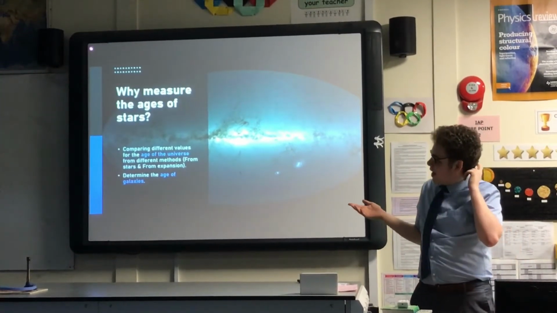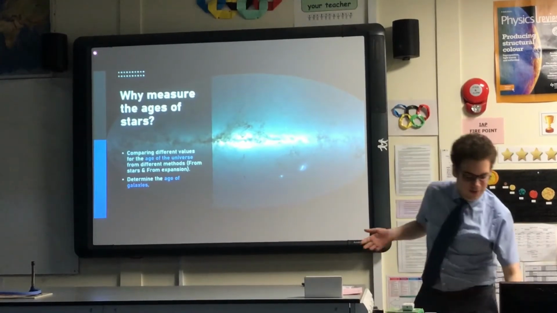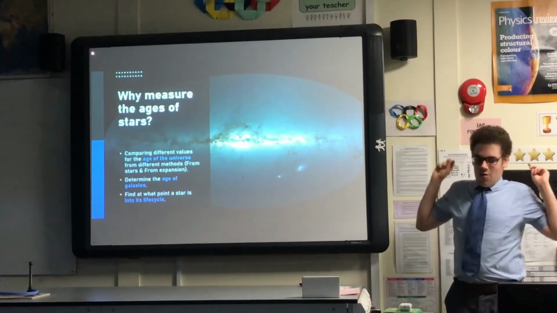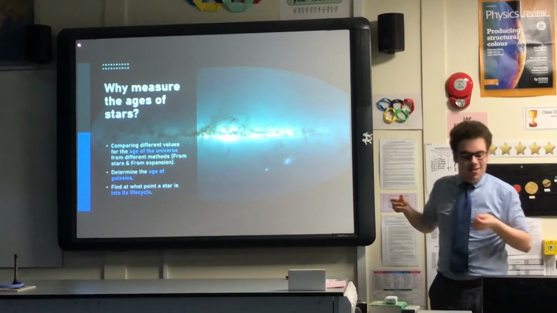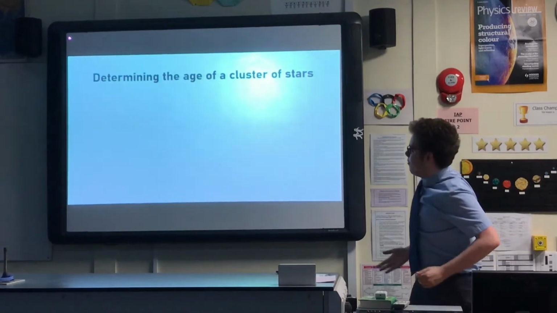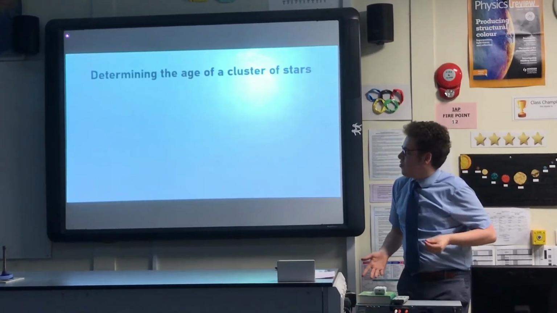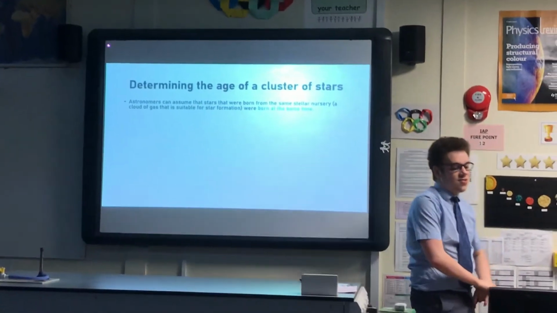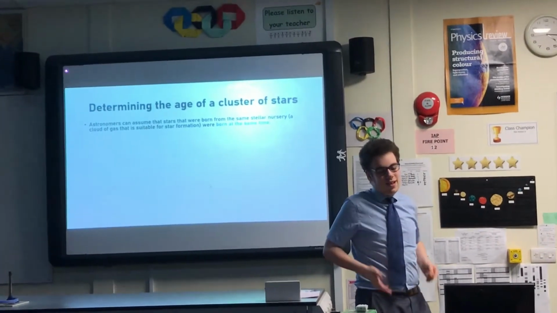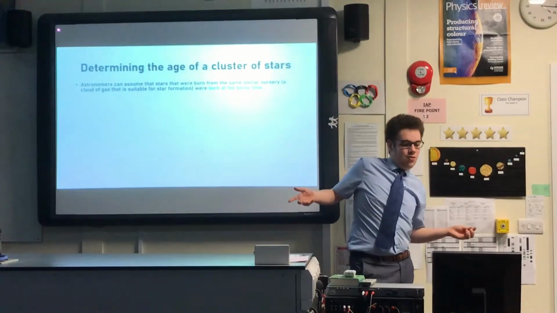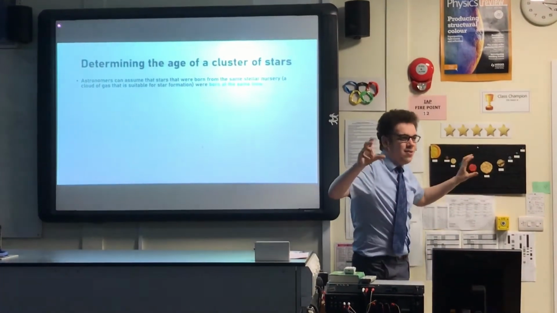So we've dated stars in the Milky Way to find out the age of it. And even more locally, we can find what point a star is at in its life cycle. So let's go on to one of the methods. We can determine the age of a cluster of stars using this method here. We can assume that stars that were born in the same stellar nursery, which is a type of gas cloud suitable for star formation, were born roughly at the same time.